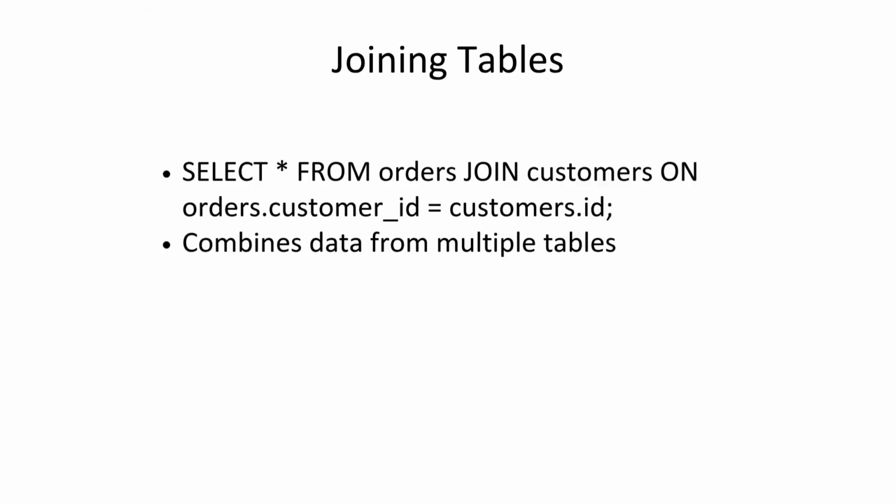Joining tables. Joining is one of the most powerful parts of SQL. Example: SELECT * FROM orders JOIN customers ON orders.customer_id = customers.id; This merges rows from two tables, orders and customers, using a common key. Joins let you combine information from multiple tables to get meaningful results.